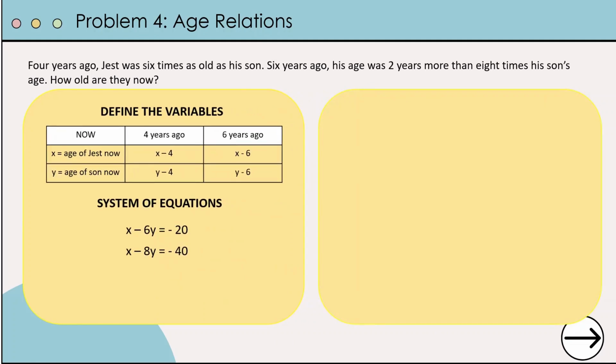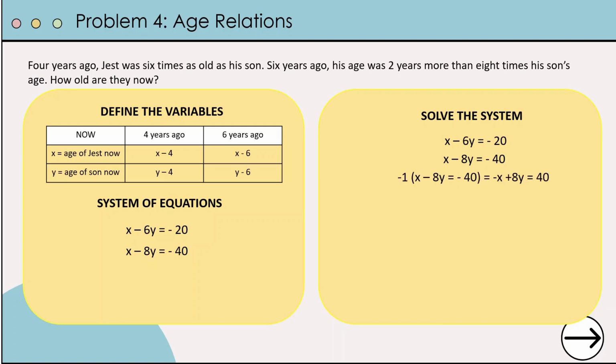This time, let's solve for the system. We have here our equations x minus 6y equals negative 20 and x minus 8y equals negative 40. We can choose to eliminate x more than y as it will be easier for us. Let's change the sign of x in the second equation by multiplying the whole equation by negative 1.